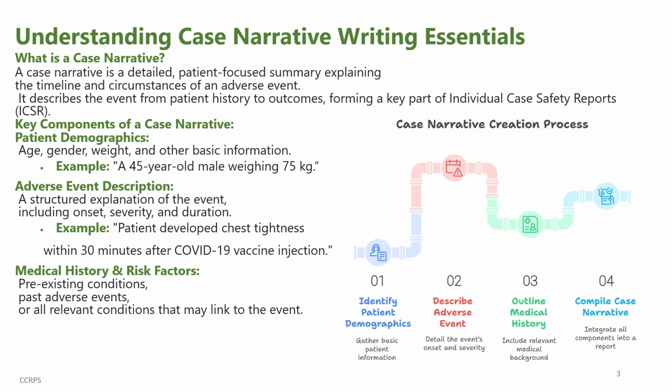Adverse event description: a structured explanation of the event including onset, severity, and duration. Example: patient developed chest tightness within 30 minutes after COVID-19 vaccine injection. Medical history and risk factors: pre-existing conditions, past adverse events, or all relevant conditions that may link to the event.